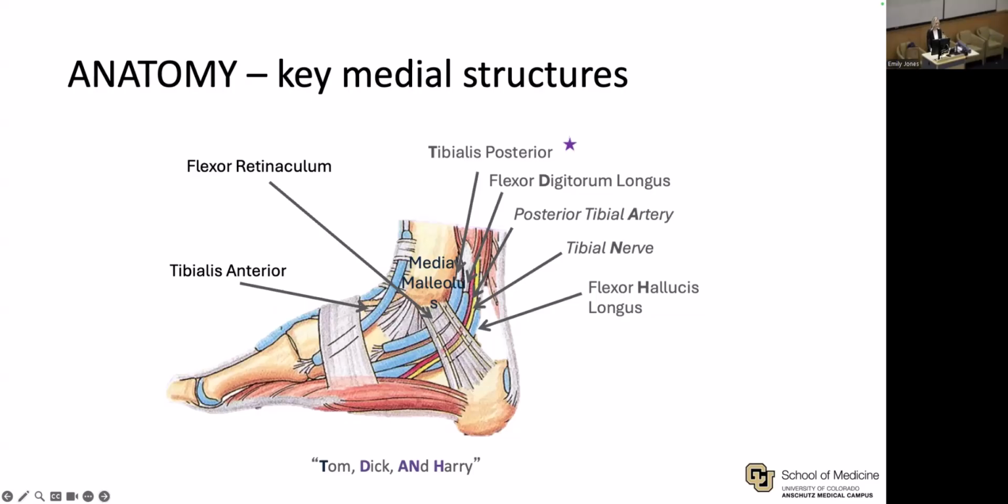And you've got the tibialis posterior, that's Tom. The flexor digitorum longus, that's Dick. And then is the tibial artery and the tibial nerve. And then finally, you have the flexor hallucis longus. So those are sort of the main structures just behind the medial malleolus. And then you can also see that the tibialis anterior is coursing here just in front of the medial malleolus. And then you have a flexor retinaculum that kind of keeps all these structures in place.